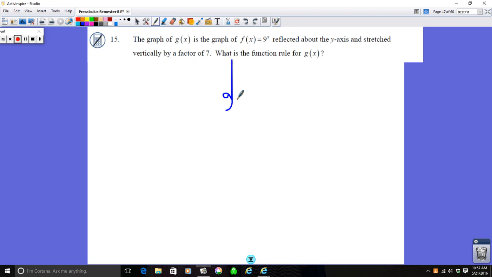We are reflecting about the y-axis. So now g of x, reflecting over the y-axis, is going to make this 9 to the power of negative x. That reflects over the y-axis. Stretched vertically by a factor of 7 is going to multiply this times 7. And don't multiply those. That just means that the 1 that was not showing up there before is now 1 times 7, or 7.